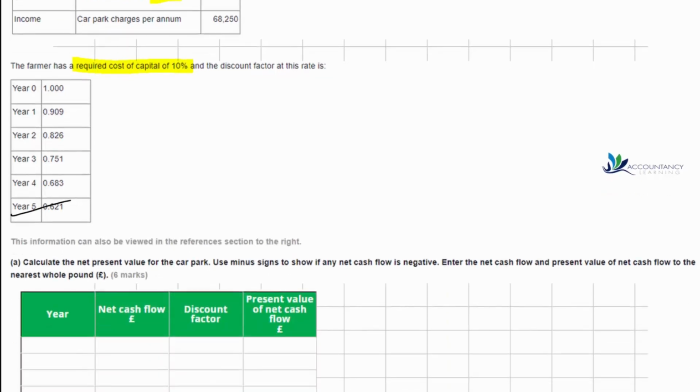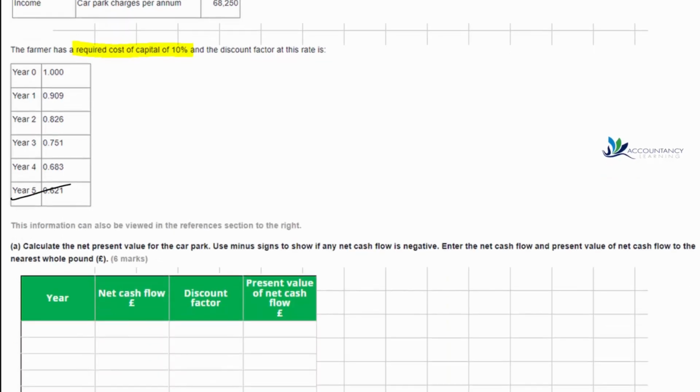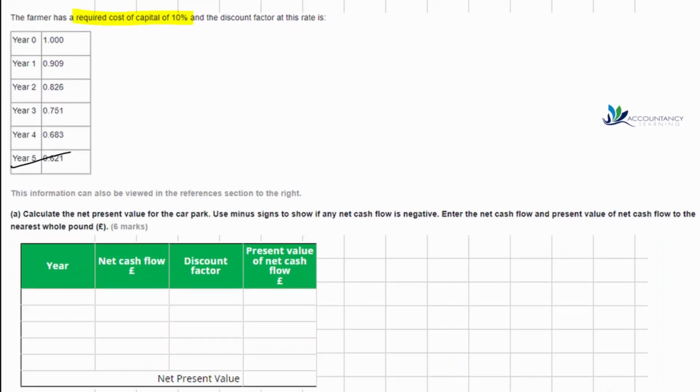So it's asking us then to calculate the net present value of the car park. We need to use minus signs to show if there's any negative cash flows, and we need to enter all the details to the nearest whole pound. So remember that the computer-based software is just focusing on the numbers you enter into the boxes. So if you don't round to the right number of decimal places, then the computer will think you are just wrong. So you need to make sure you follow the instructions carefully. So what do we need to do then?